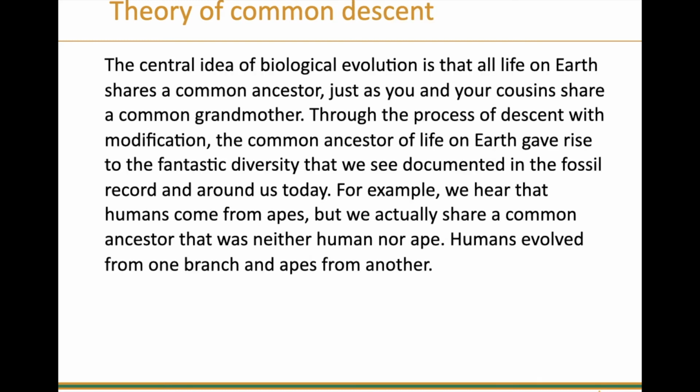So the theory of common descent. The central idea of biological evolution is that all life on Earth shares a common ancestor, just as you and your cousins share a common grandmother. Through the process of descent with modification, the common ancestor of life on Earth gave rise to the fantastic diversity that we see documented in the fossil record and around us today. So, for example, we hear that humans come from apes, but we actually share a common ancestor that was neither human nor ape. Humans evolved from one branch and apes from another.